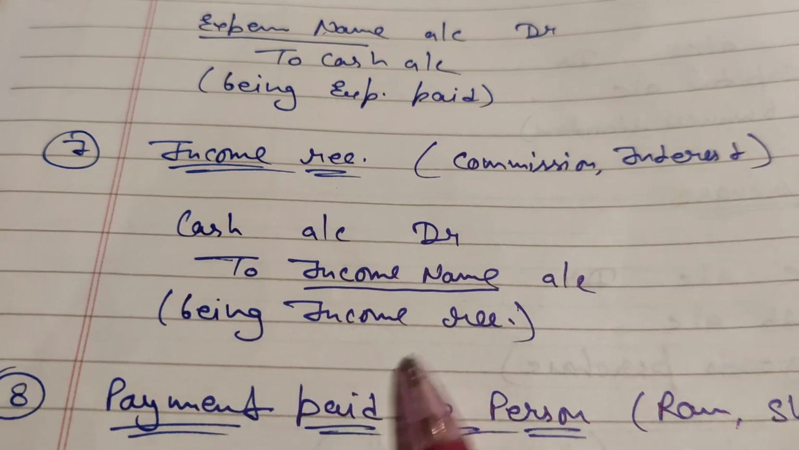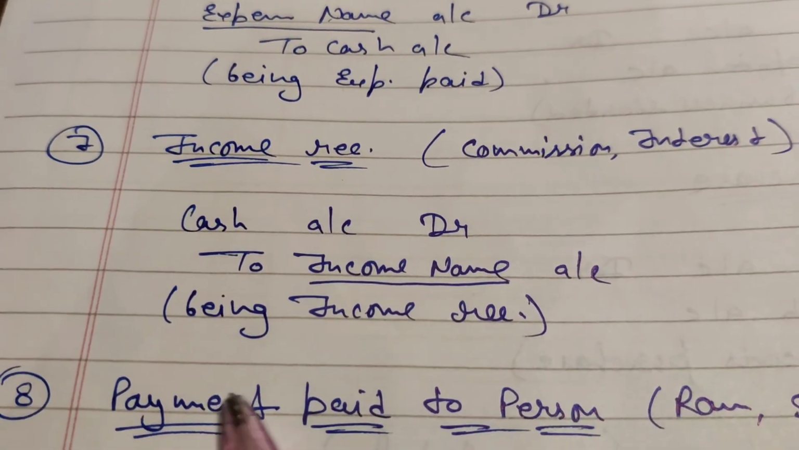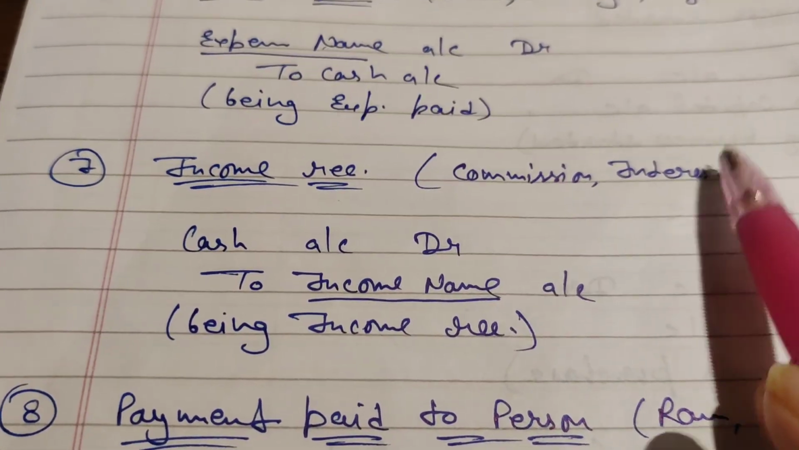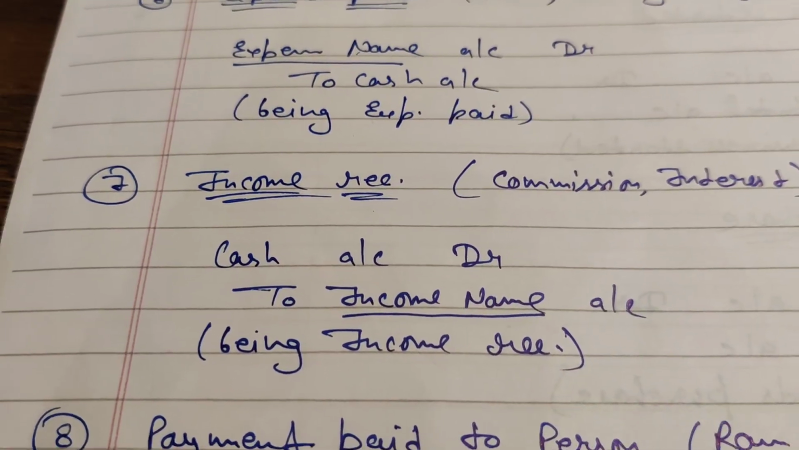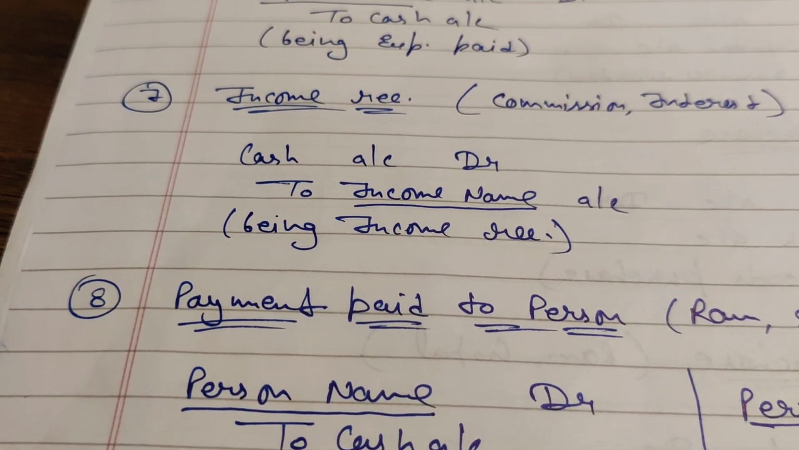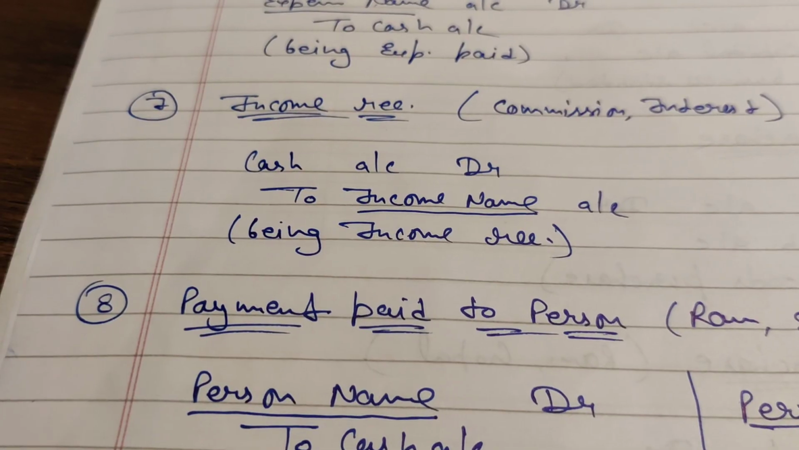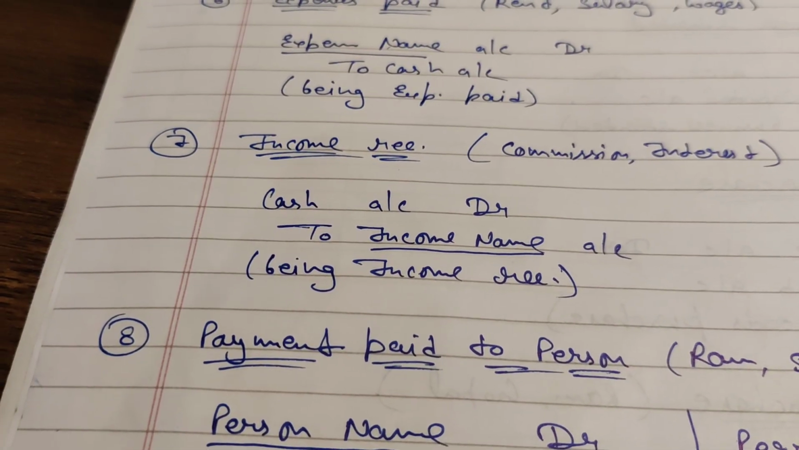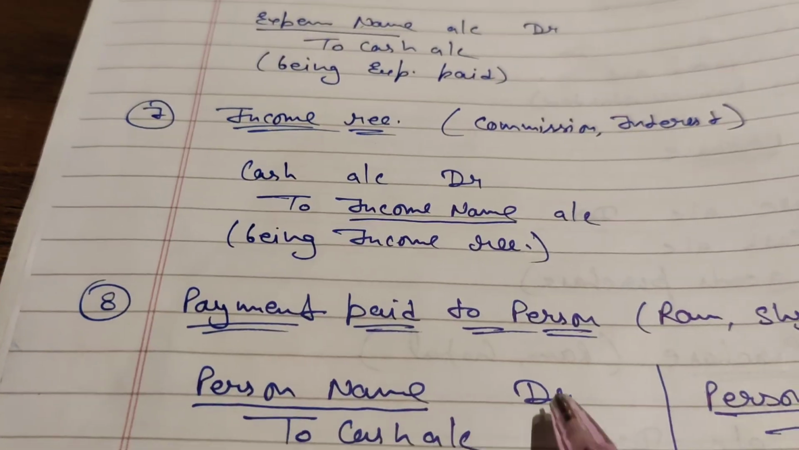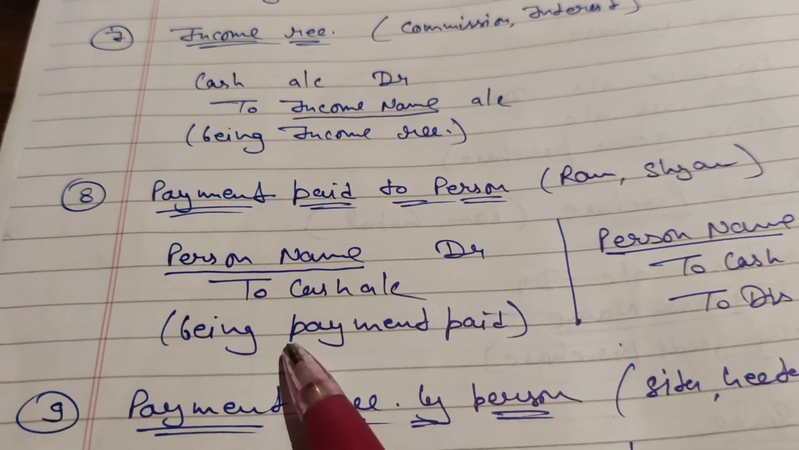Now comes income received. If you are receiving income in the form of commission or interest, then you have to write cash account debit to commission account, cash account debit to interest account, being income received. Very simple, very easy. If commission or interest has been mentioned, then of course it is an income. So write being commission received, being interest received; write the name of the income type, not just income. Then comes payment paid to a person.